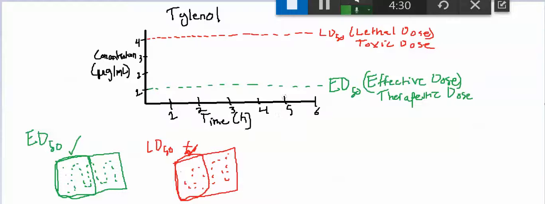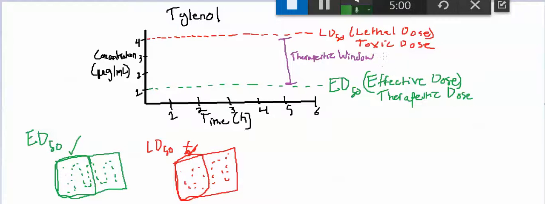And you can see now that there is a window here that we want to be in. We don't want to be below the effective dose, otherwise there's no point to taking the drug, and we don't want to be above the lethal dose. Certainly don't want to be there. And this has a name. It's called the therapeutic window. And the window is between the ED50 and the LD50.